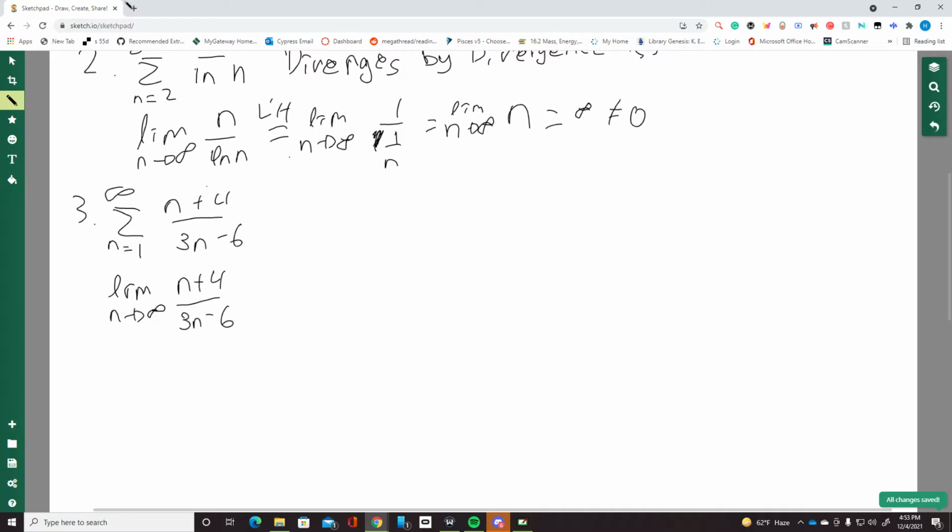Now this is also in the form of infinity over infinity, but a simple way to do it is to use the rational function limit theorem and just take the coefficients of the highest power, which is essentially 1, and the lower one is 3, and that's our limit. And 1 over 3 is not equal to 0, so again, this diverges. According to the divergence test, if the limit is not 0, the series diverges.